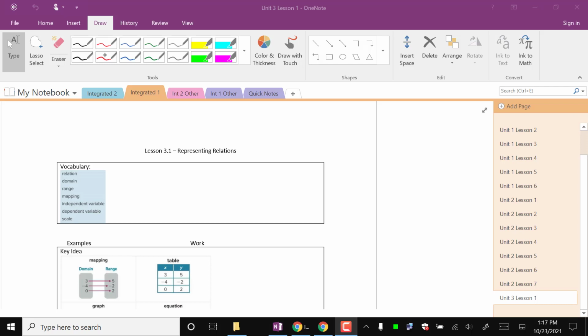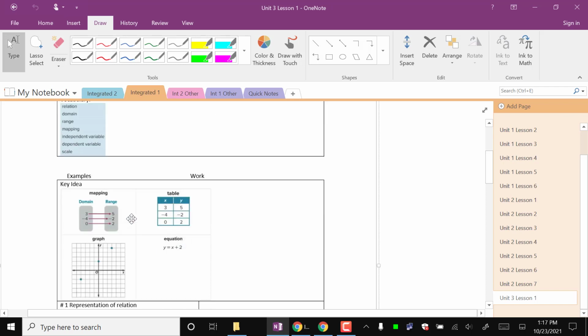Today we're going to be working on lesson 3.1, representing relations. So here's our vocabulary words, so make sure you look over your vocabulary sheet as we start this new unit.